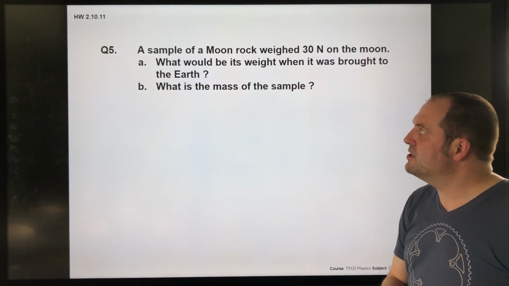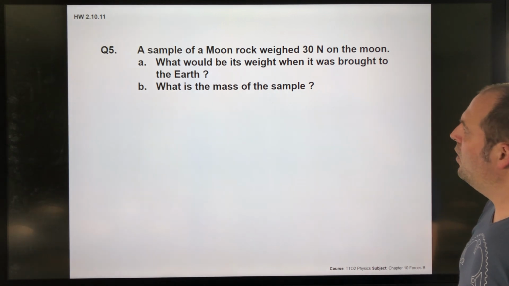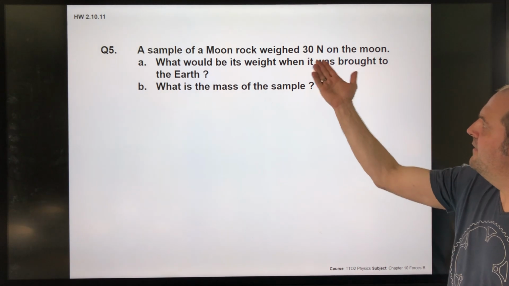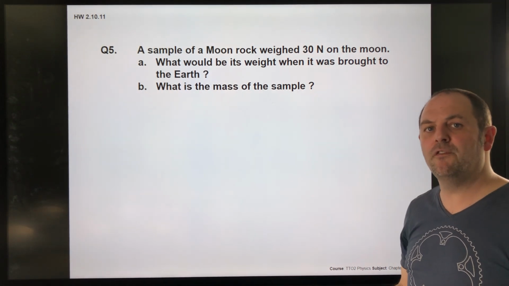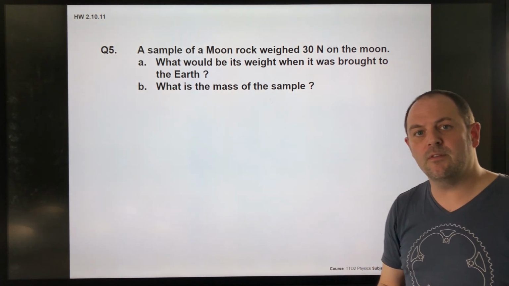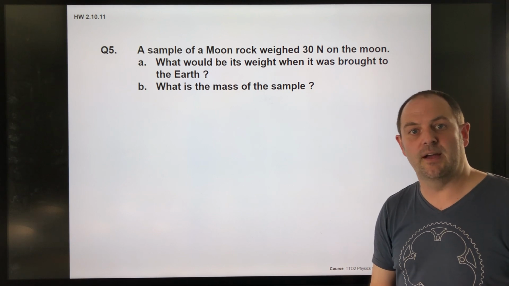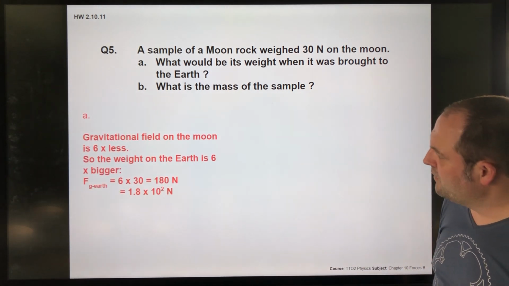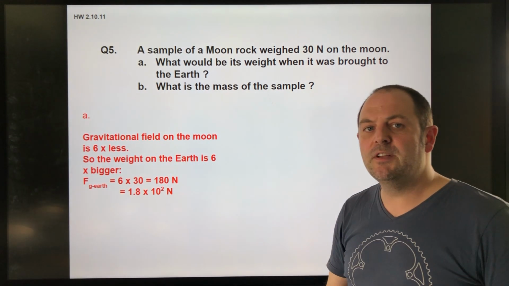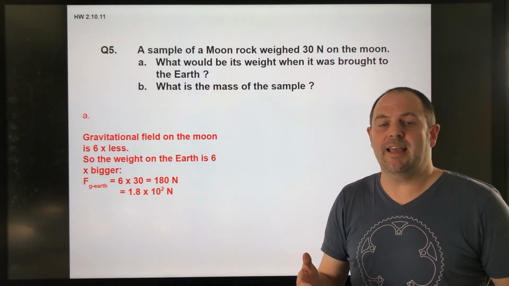Question 5. A sample of a moon rock weighed 30 Newton on the Moon. What would be the weight when it was brought to the Earth? Take a good look. That 30 Newton is actually the gravitational force working on that object on the Moon. So you know that the gravitational field strength on the Moon is 1/6 of the gravitational field strength on the Earth. That's an important thing to remember. If the gravitational field strength is 1/6, then if you bring it to the Earth, it gets 6 times bigger.